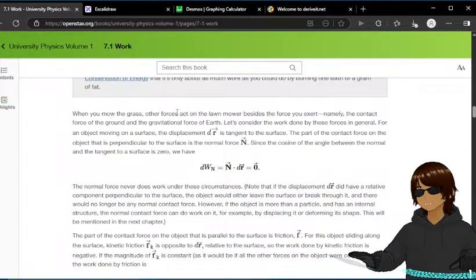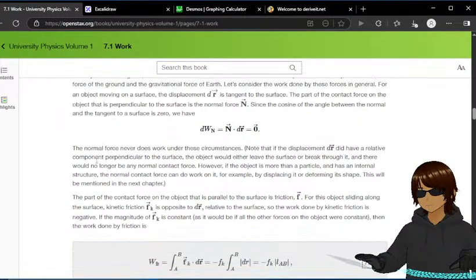When you mow the grass, other forces act on the lawnmower besides the force you exert, namely the contact force of the ground and the gravitational force of the earth. Let's consider the work done by these forces in general. For an object moving on a surface, a displacement dr is tangent to the surface. The part of the contact force on the object that is perpendicular to the surface is the normal force. Same thing for the weight as well, right?